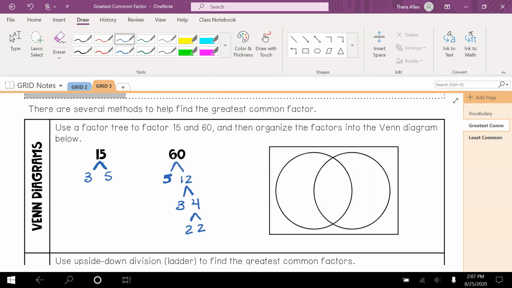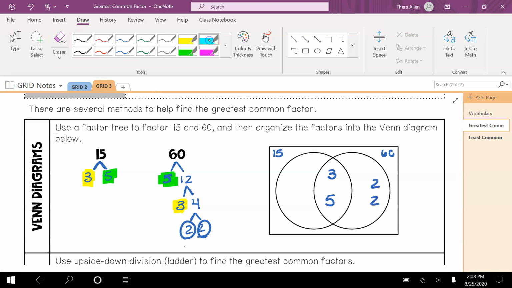All right, then what I need to do first is I see what factors match between 15 and 60. I have a 3 here and a 3 here. So these two match. And since they match, I'm going to go ahead and put them in the center because I'm going to put the factors for 15 on this side and the factors for 60 on this side. So 3 matches between them, so it goes in the middle. And then I see there's a 5 here and a 5 here. So these match, and I'm going to put that one in the middle. Now, what about these two? These two do not have a match over with 15, so they stay over here.